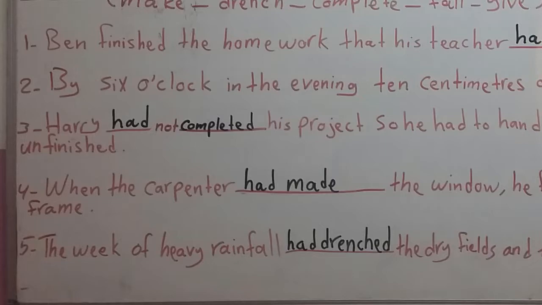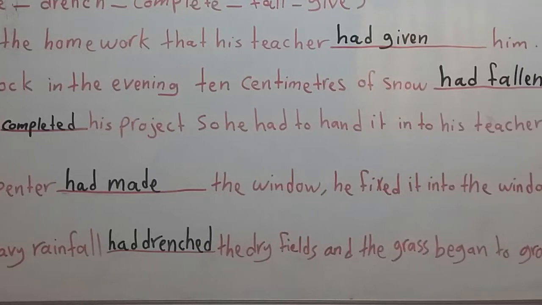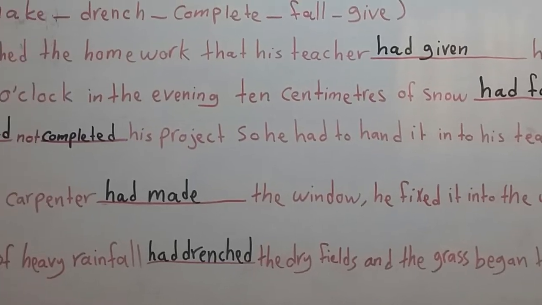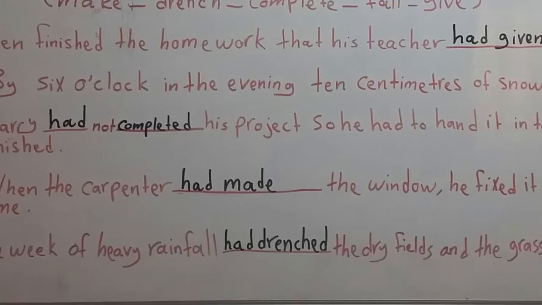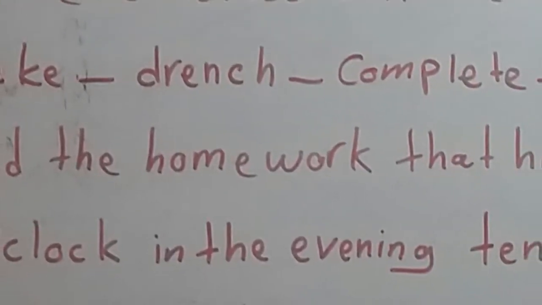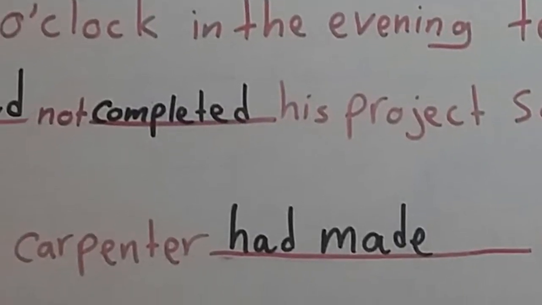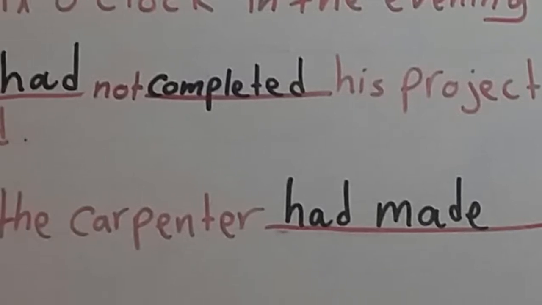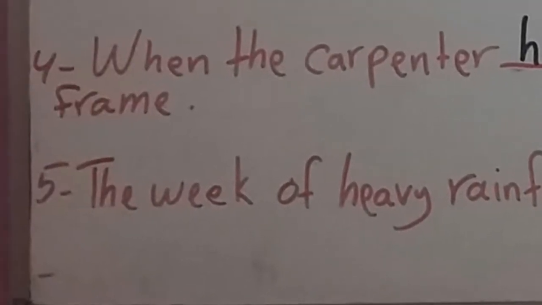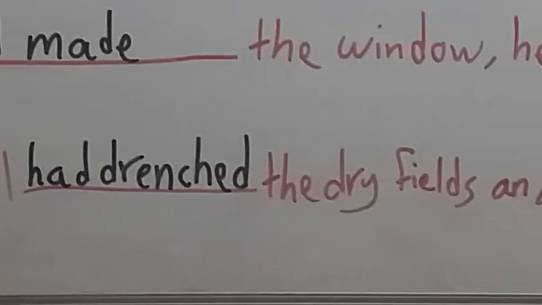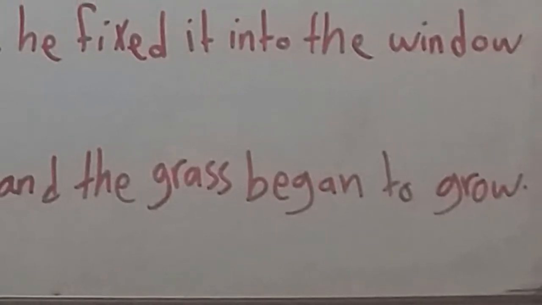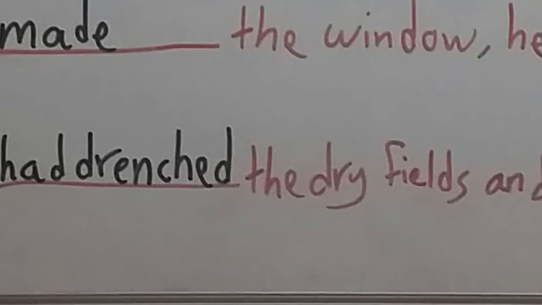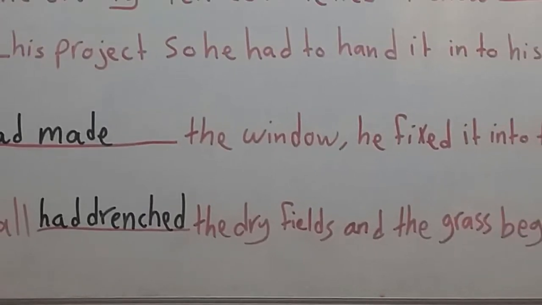Number 5. The week of heavy rainfall gap the dry fields and the grass began to grow. The appropriate verb here is drench. معناها ينقع أو to wet. يبلل. Okay. And it's a regular verb. فعل منتظم. So I have to add ed. Drenched. And before drench I have to add had. And the past perfect simple. فشو بصير؟ The week of heavy rainfall had drenched the dry fields and the grass began to grow. هنا began هي past simple. صارت بعد had drenched. يعني أول شيء تبللت الحقول بعدين العشب صار يطلع.